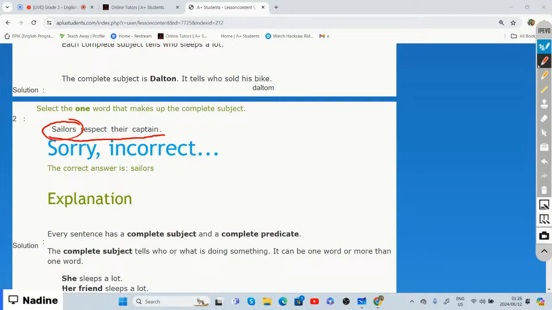Yes, well done. Sailors is correct because it tells us either who or what is doing something. So sailors, they are our subject within that sentence. So well done.